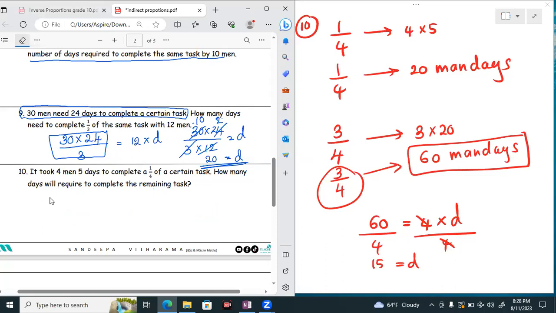Sorry. Here 4 times 5 is 1/4. Then for 3/4 you have to multiply this by 3. Okay. Then this is the magnitude of the work of 3/4 of the work. Then this should be done by 4 men. Then divide by 4 to find the number of days. Then 4 and 4 cancel. 5 into 3 is 15.